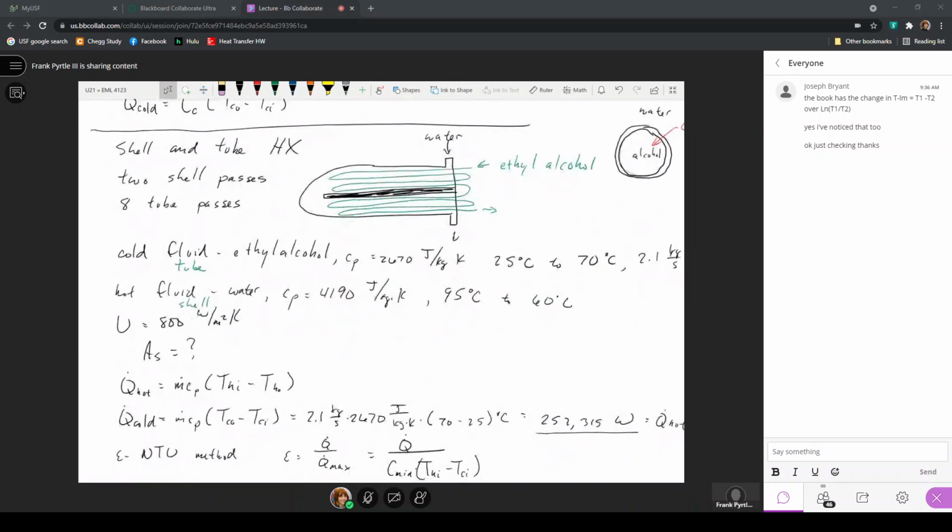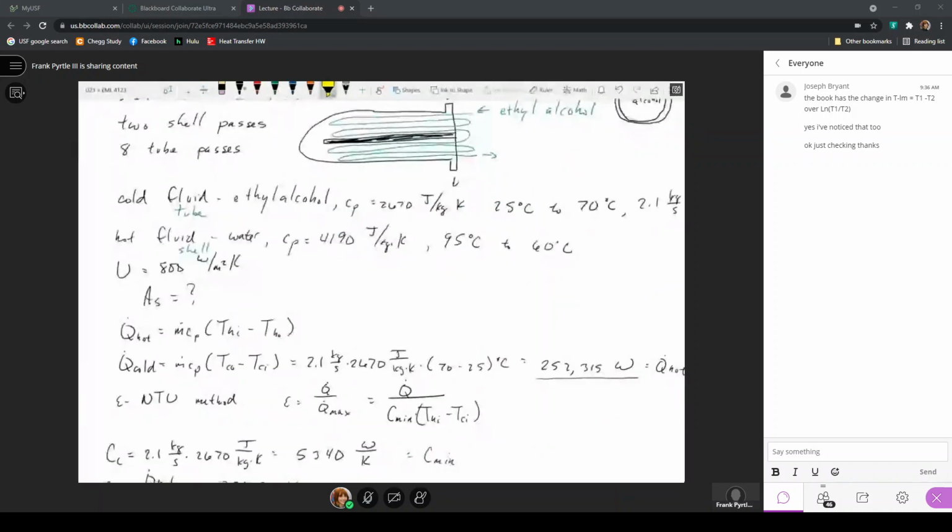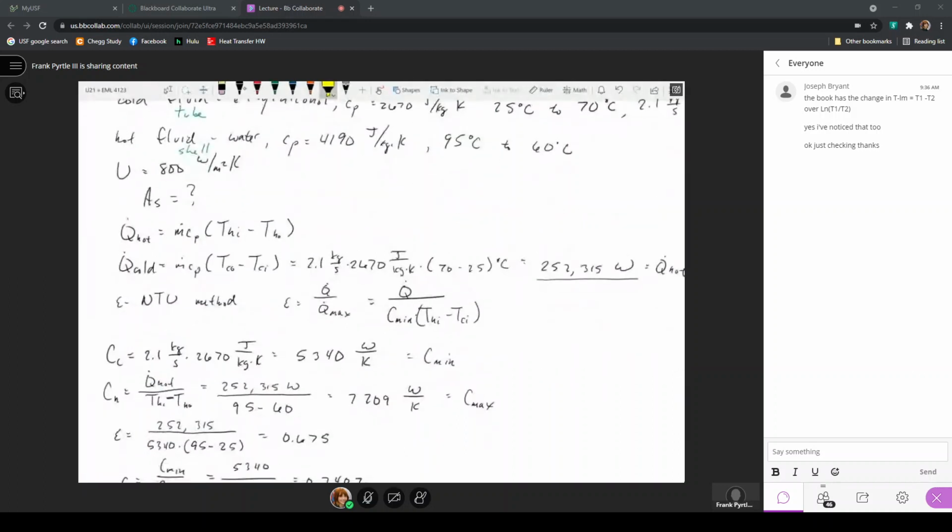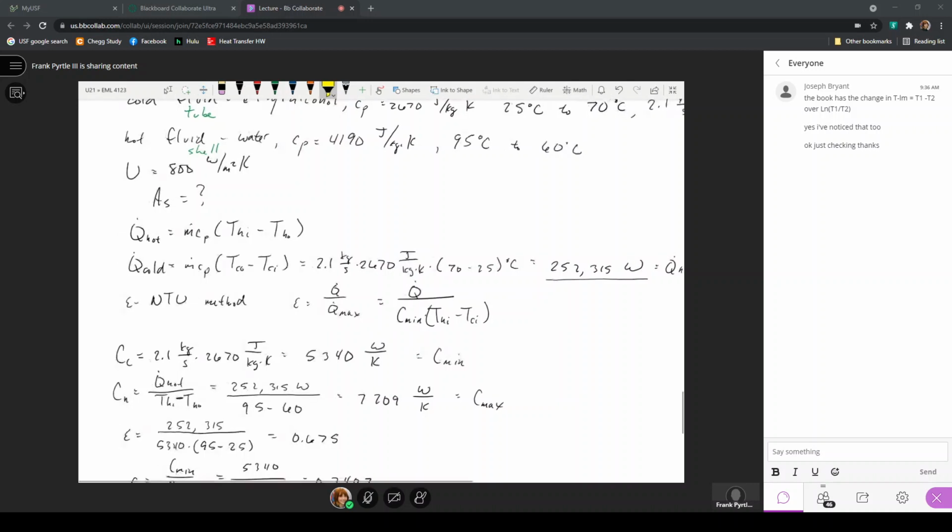So we were looking at this shell and tube heat exchanger, and actually at the very end, I made a mistake. I actually multiplied here when I got the capacity rate of the cold fluid. I actually multiplied two times 2,670, which was the specific heat, to get 5,340, but it's actually larger. It should be 2.1 times that number. So before we finish this problem, I need to go back and recalculate that quantity so that the analysis will be correct here.